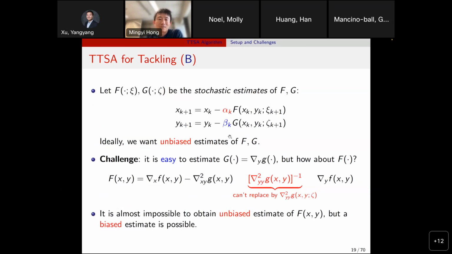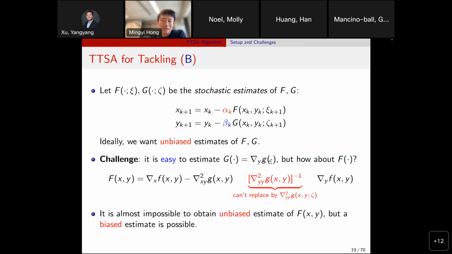Yes, you can. But then the question is, this is a sample version of the gradient. This is a sample version of the lower level gradient. This is a sample version of the surrogate gradient. The first question is, these gradients are not necessarily unbiased. The reason is this.